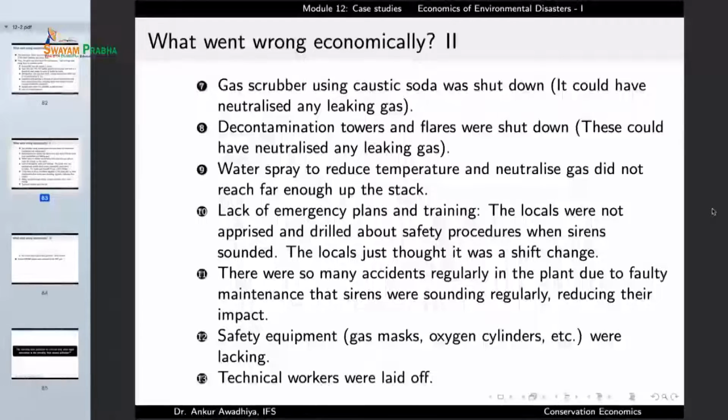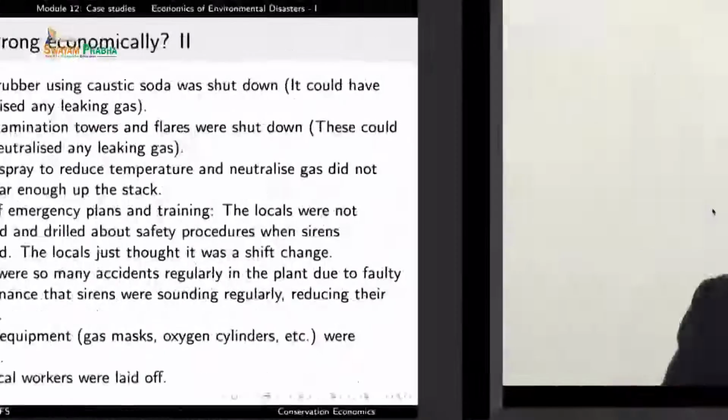Then we talked about keeping the stakeholders in the loop. Now, in this case, there was a lack of emergency plans and training. The locals were not apprised and drilled about safety procedures when sirens sounded, and the locals just thought it was a shift change. Now, when you are manufacturing something that is as toxic as MIC, the locals or the stakeholders should have been kept in the loop. And a good way of keeping these people in the loop is through regular communication. Now, if you'll remember, when we talked about risk management, we were talking about communication at all different points of time. So, in this case, what we can observe is that there was hardly any communication with the locals.